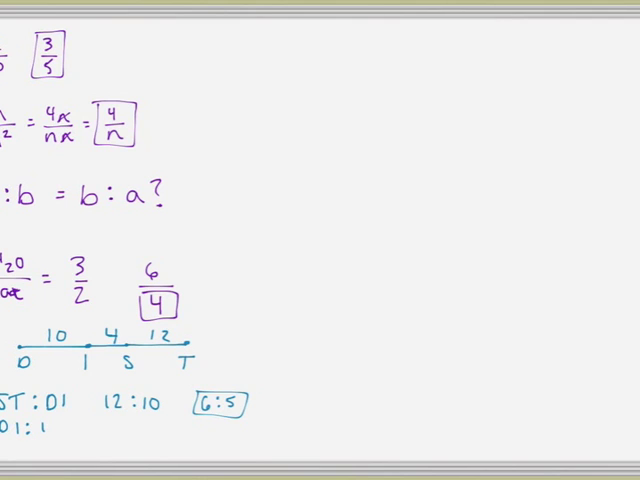That's DI to IT. What's DI? 10. And what's IT? 16. So we weren't actually given IT, but we can do a segment addition there and say that IT is made up of IS and ST, and that adds up to 16. So we start out with 10 to 16 as our ratio. What do those have in common to reduce? 2. A 2 to give us 5 to 8.